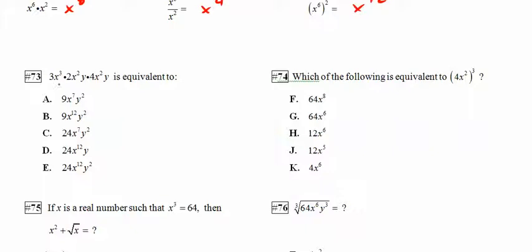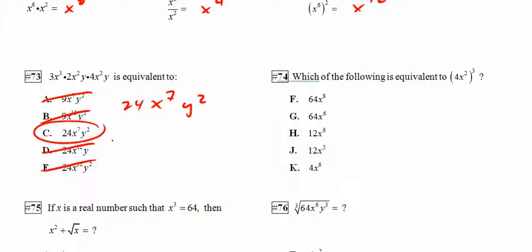So here we get 24 x to the 3, 4, 5, 6, 7. So it looks like it's that one. Y squared. Or x squared to the third. Distribute. 4 to the third is 64. And that's x to the sixth.